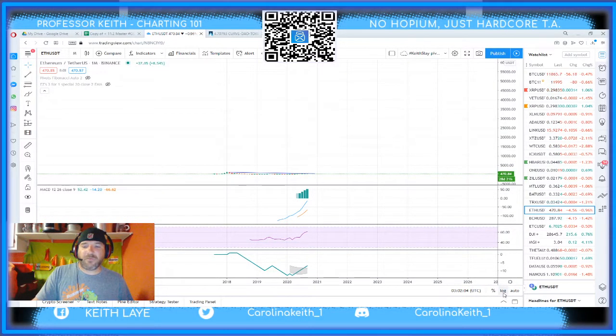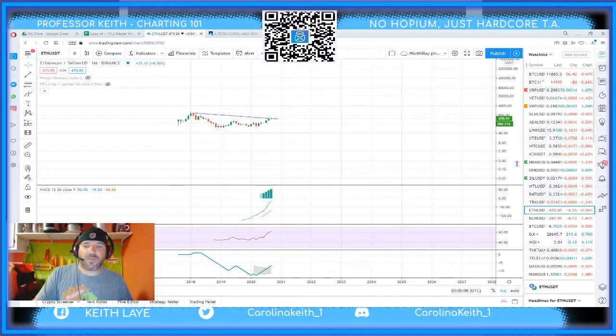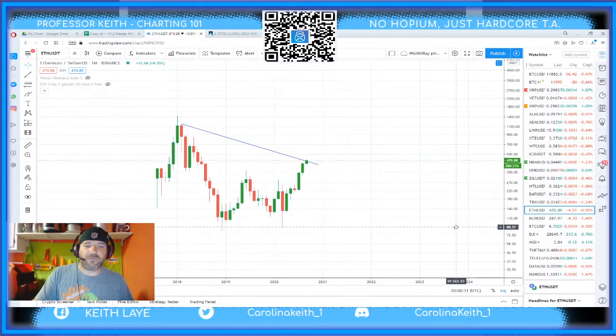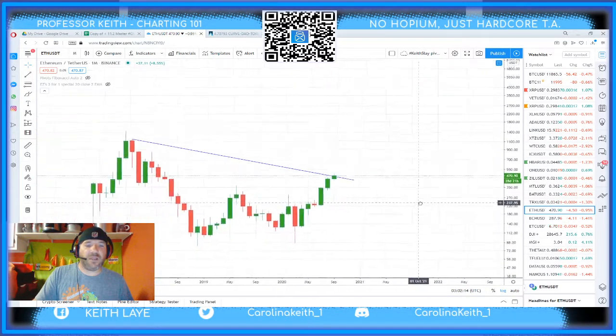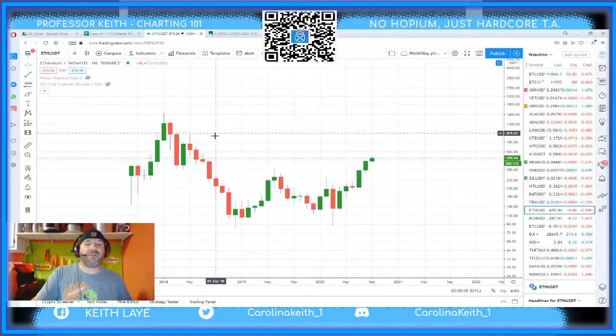I always use log mode because log mode charts trends. And the trend is the number one thing that we're looking for when we're charting. We want to find a trend and ride it. And when the trend's over, we want to know when to get out, and when we get out, we want to have our profits in our hand.